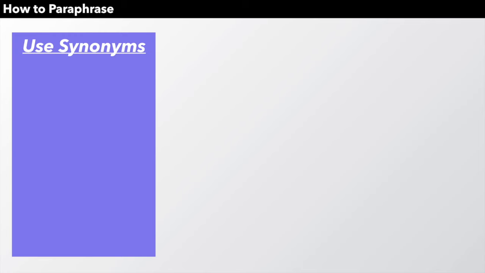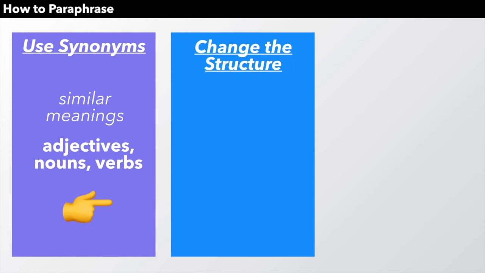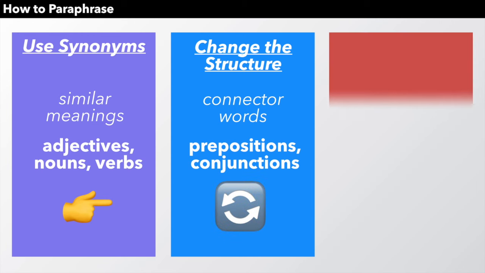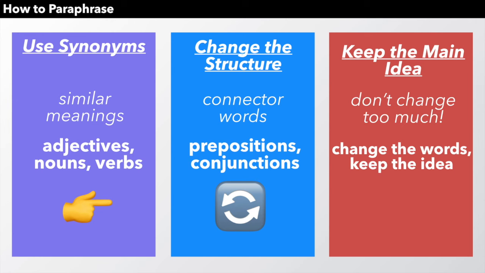Step one, use synonyms, similar meanings. Change the adjectives, nouns, and verbs. Step two, change the structure. Connector words can change, words that are prepositions or conjunctions, to change the structure. And step three, keep the main idea. Don't change too much. Change the words, keep the idea.